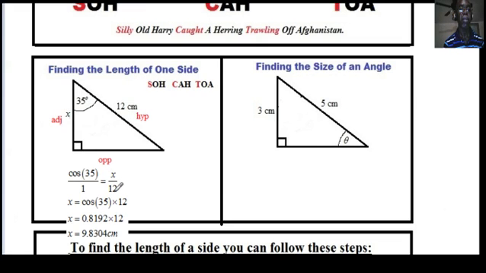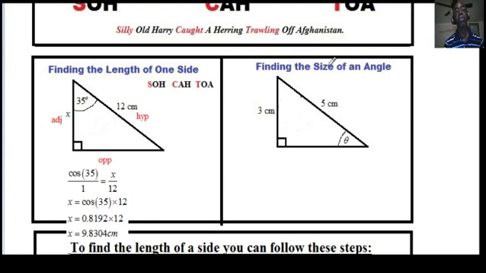By cross multiplying, we get x equals cosine 35 degrees times 12. Cosine 35 degrees equals 0.8192. X equals 0.8192 times 12. Therefore, the length of the side marked x equals 9.8304 centimeters.